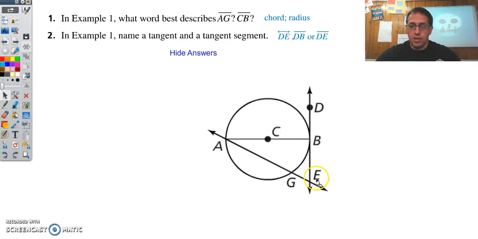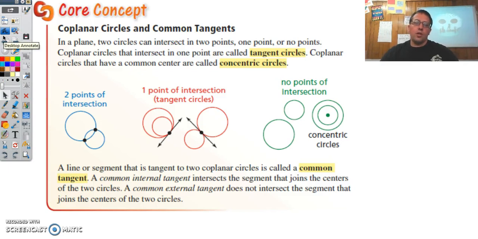Segment DB, segment DE, segment EB, all of those would work. All right. Now, coplanar circles. Coplanar means they are on the same plane, so they're both like this, right, on the same plane. If you have one over here, they're not coplanar. But we're just dealing with plane geometry.